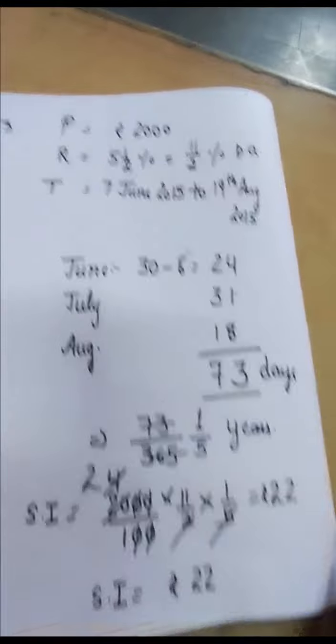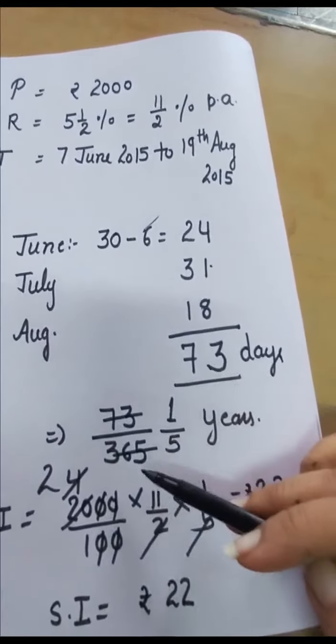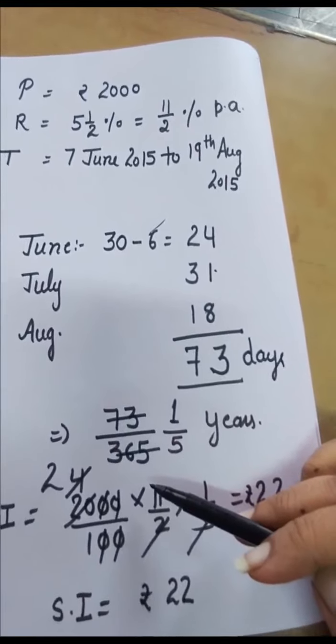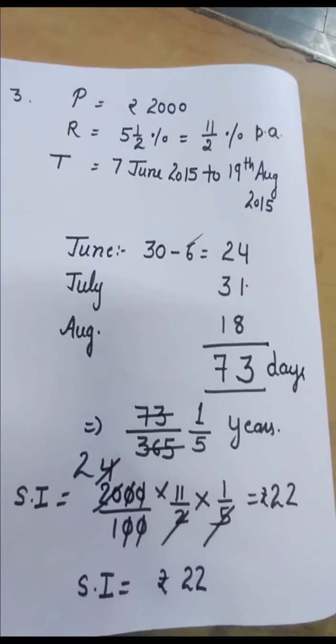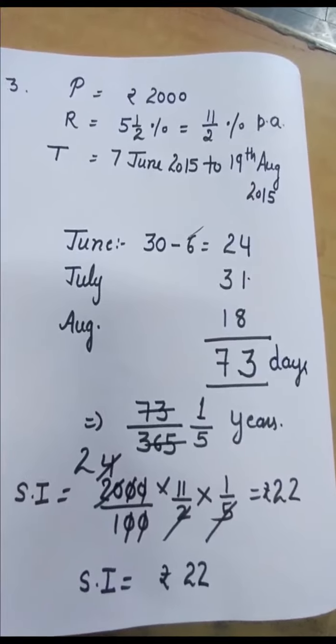So whenever time is given in days, you have to convert into years. So days must be divided by 365. I hope this is clear to you all. So in this way you can calculate the simple interest on the different time periods.